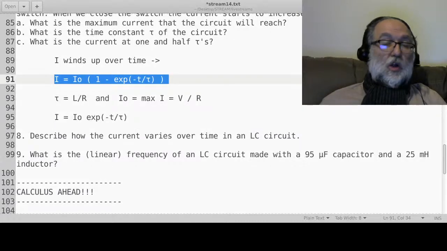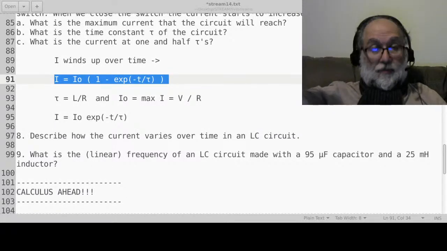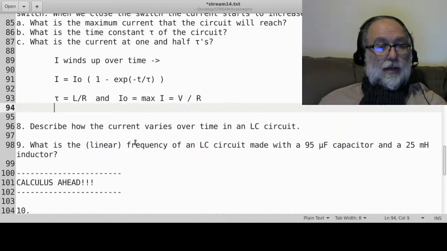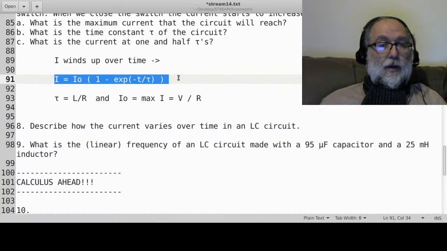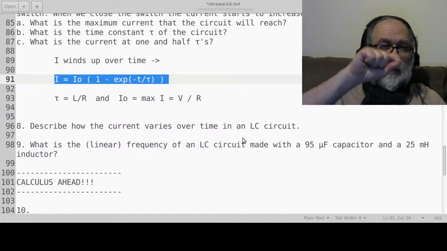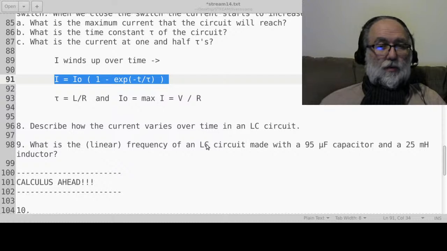This one is where you start at 0 and wind up to some maximum value. And that's the situation we want. That's the situation we're in right now. So we start at 0 and wind up as soon as we close that switch. Before we close the switch, we're at 0. And as soon as we close the switch, we're at 0. But then we start to wind up, and then we'll eventually get to a maximum.